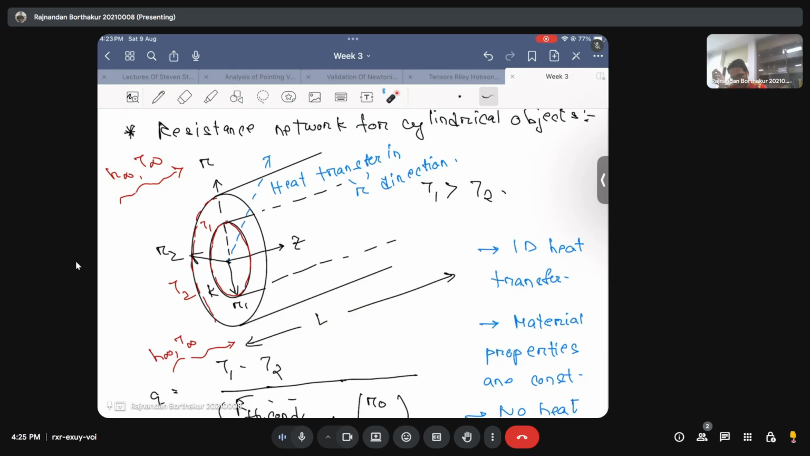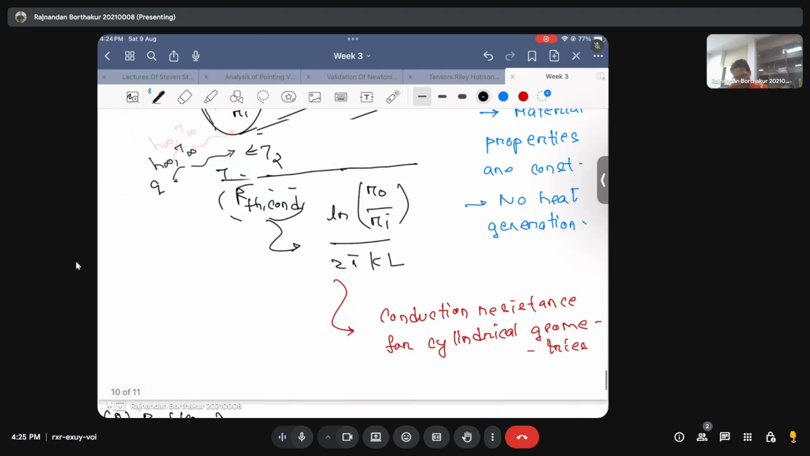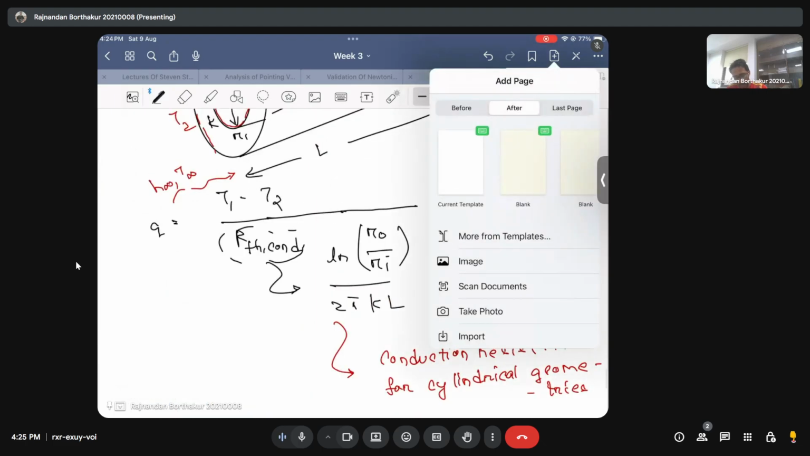And you can also consider that there is a hot fluid flowing through this pipe, which bears a heat transfer coefficient H0 and a temperature T0. Now in that case, if you want to write the rate of heat transfer that will take place from this hot fluid to the ambient air, you can then extend this analogy.